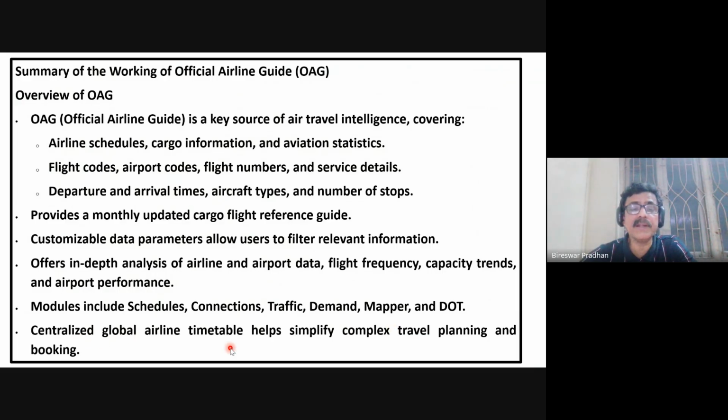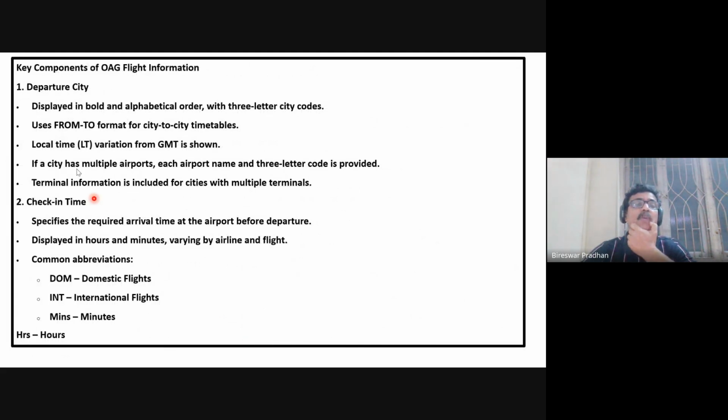A centralized global airline timetable helps us simplify complex travel planning and booking. That timetable also helps us understand how to save time and how to use the timetable in a profitable way.